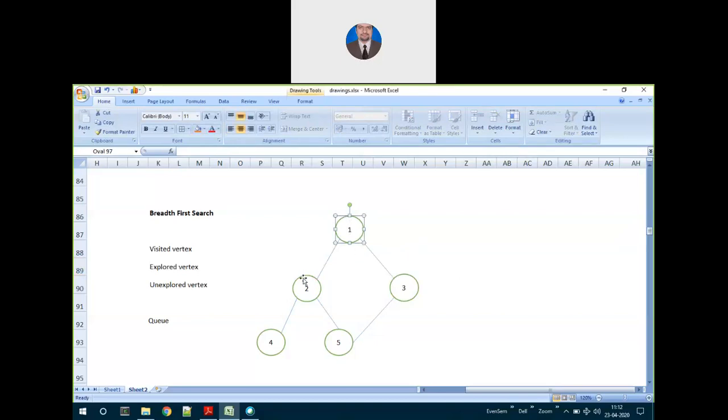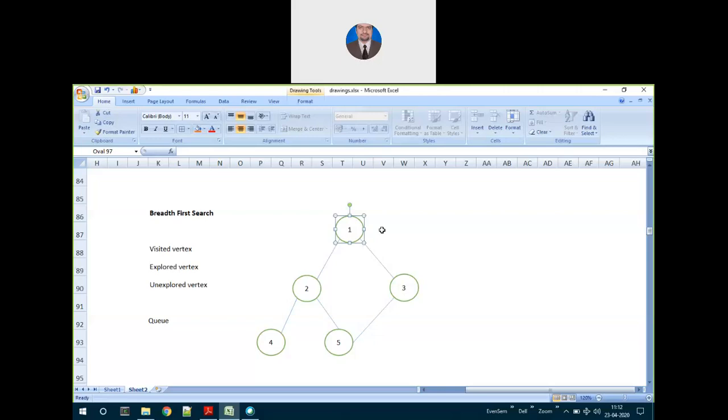So after 1, I visit 2 and 3, and then I can call 1 explored. There are no more paths from 1. The only paths that exist are 1 to 2 and 1 to 3. So I explored 1.